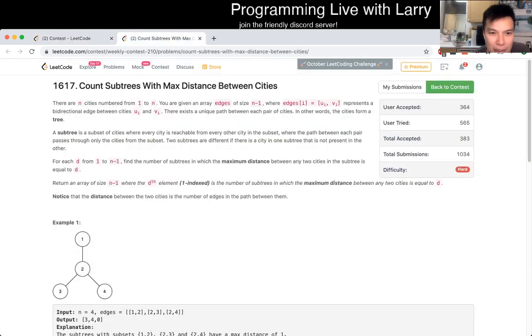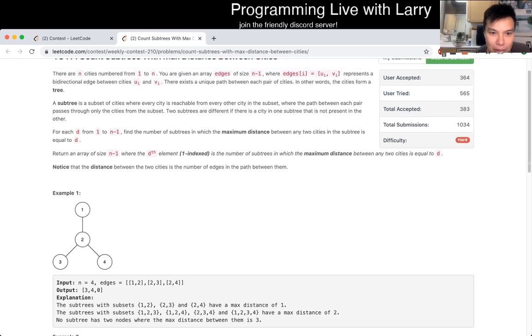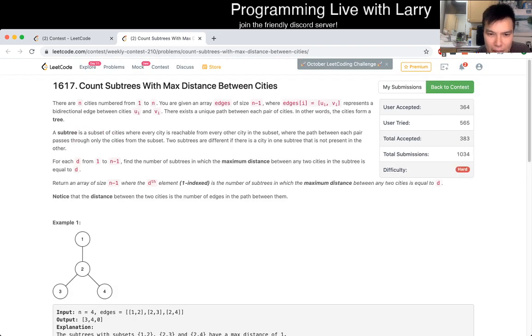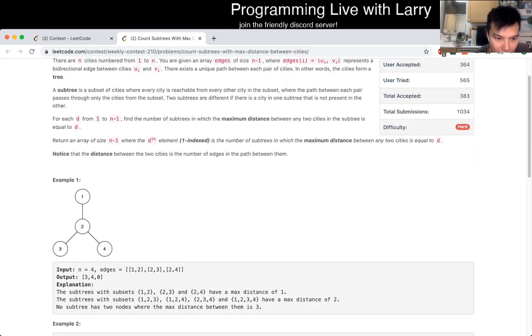Anyway, there are n cities, numbered from 1 to n, and you're given an array of directional edges u v. There exists a unique path between the cities on the tree. Okay, so there's a tree, subtree is every city, which one? Okay, subtree. This is usually strongly connected component phrasing, but I don't know. When you define subtrees, maximal distance between two cities in the subtree equal to D. What? This is very wordy. Okay.